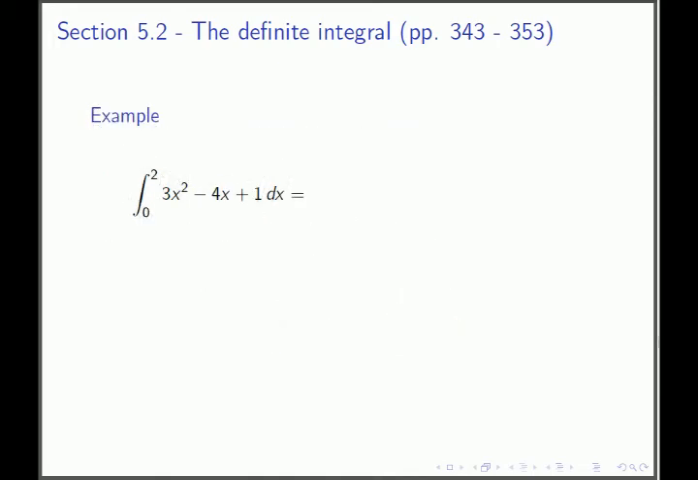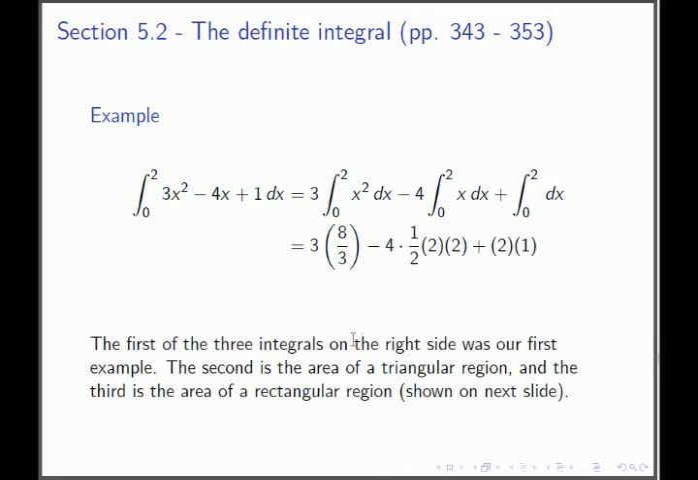Okay, let's compute some examples using these properties. So using first the sum rule and the constant multiple rule, I can break this into three separate integrals, just as we did for indefinite integrals. But now I'm going to focus on each of these integrals separately. This first one we already computed. That was 8/3. That was the first example in this video. The second and third integrals I claim are easy to compute geometrically as well. This second integral will be the area of a particular triangular region, and this integral here is the area of a rectangular region, which I can now show you.